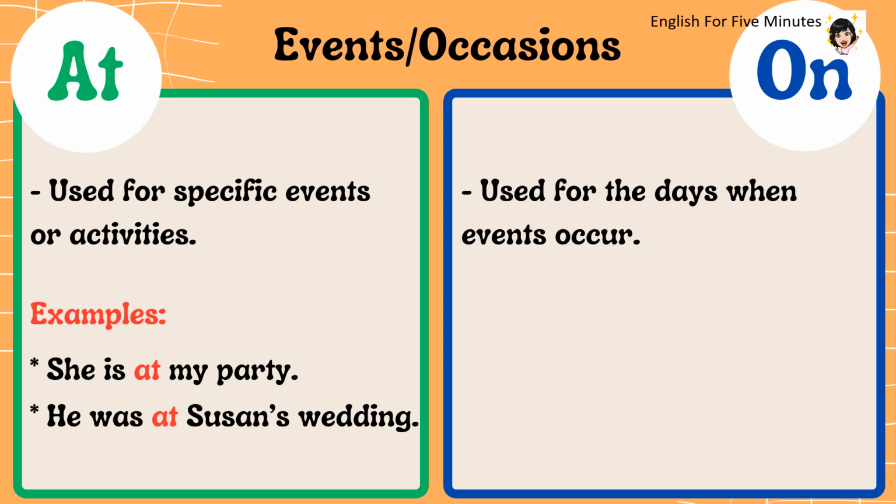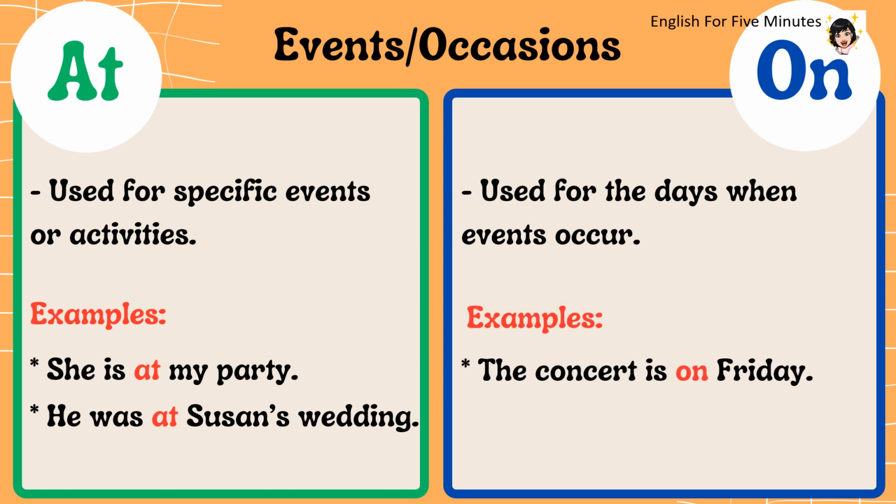Preposition on is used for the days when events occur. Examples: the concert is on Friday. The wedding is on June 10th.